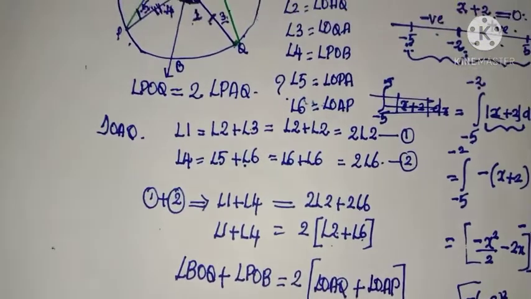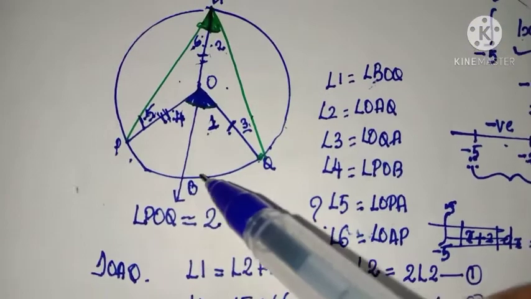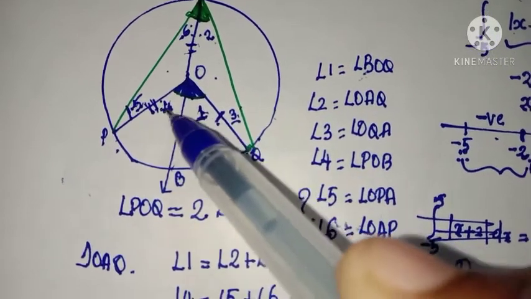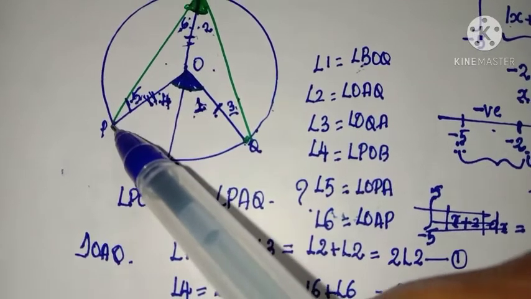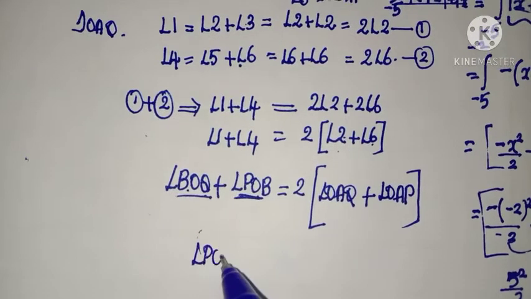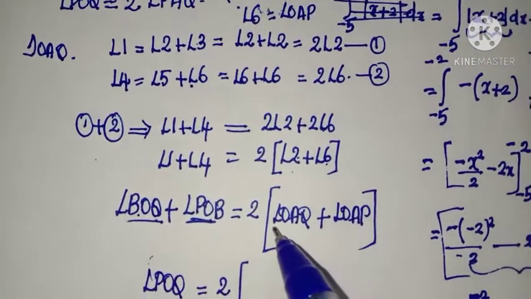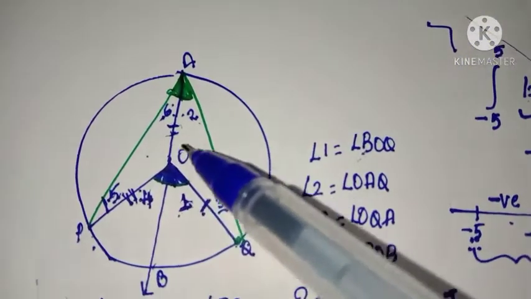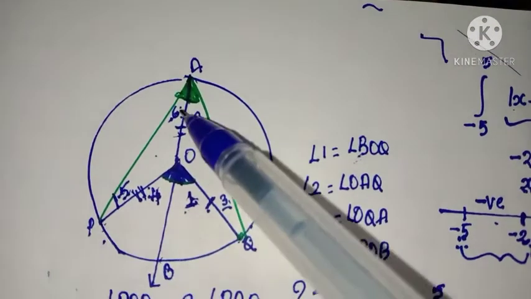Now look at the figure. BOQ, BOP. Look at here. BOQ, BOP. Angle 1, angle 4. If we combine these two angles, we get angle POQ, isn't it? So, angle POQ is equal to 2 into, now look at this angle, OAQ, OAP. See the figure? OAQ, angle 2. OAP, angle 6.